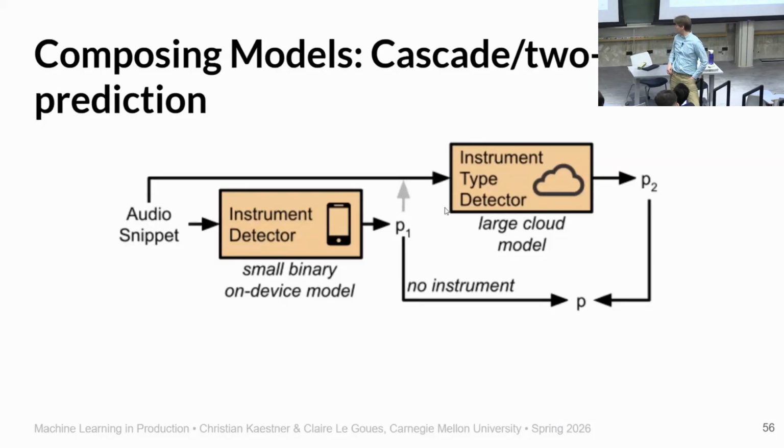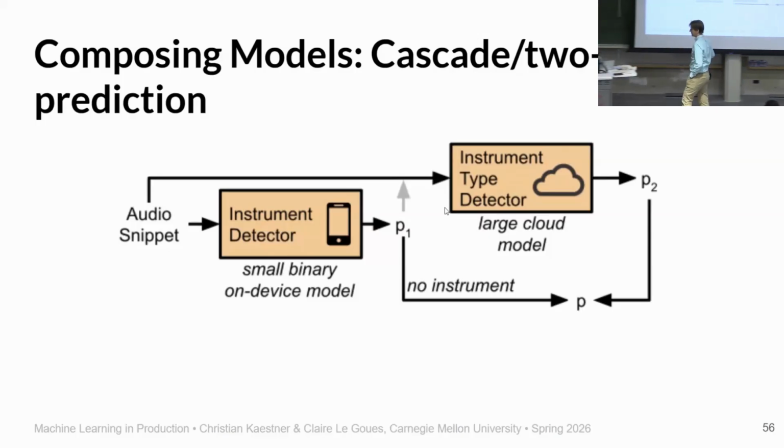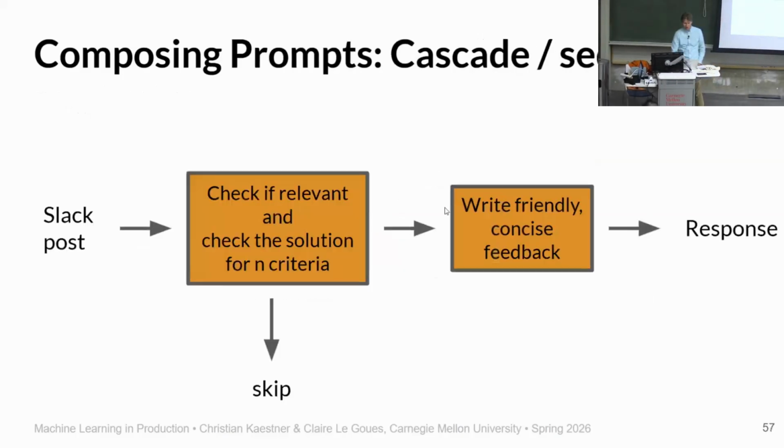This is an example of detecting what instruments are in an audio file. I don't know why. The first one just detects, is there an instrument at all? And only if there is, then you send it to the larger model to do the more expensive analysis. Right, so these kind of compositions, I think there's lots of flexibility, lots of ideas.